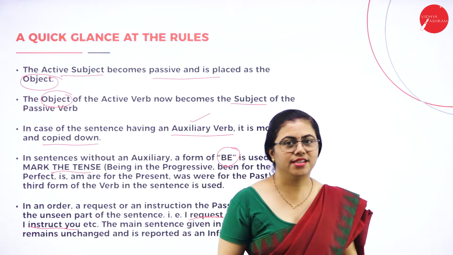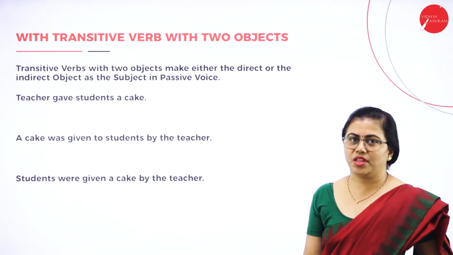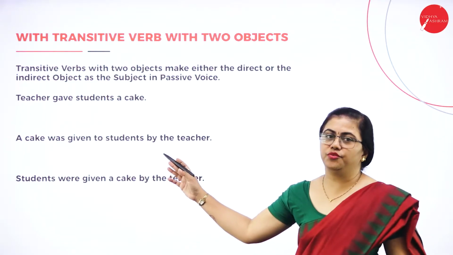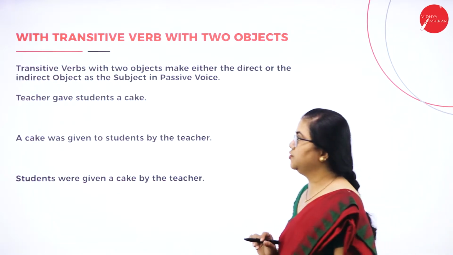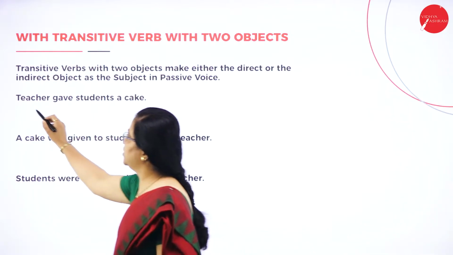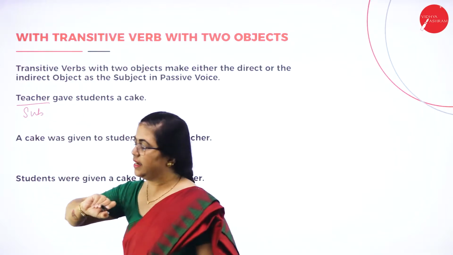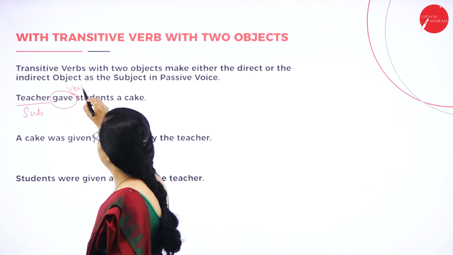Now let us start with those verbs that have two objects. Here you can see in these example sentences, these are transitive verbs that have two objects. Teacher is the subject of the sentence, and you have this verb here. This is the verb.